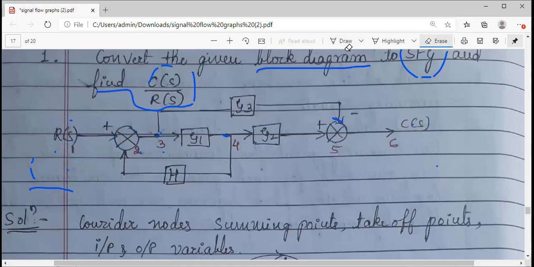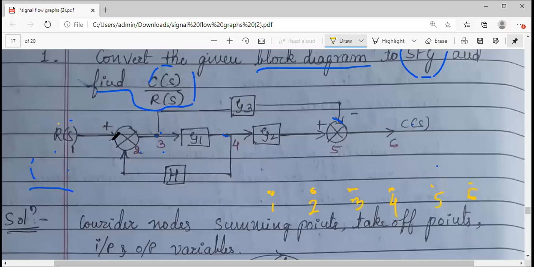So the numbering indicates the number of nodes. 6 nodes are there. You can even take them as x1, x2, x3, x4, x5, x6, whatever you feel is easy. Now, starting from the extreme left, moving towards the right, check the forward path.